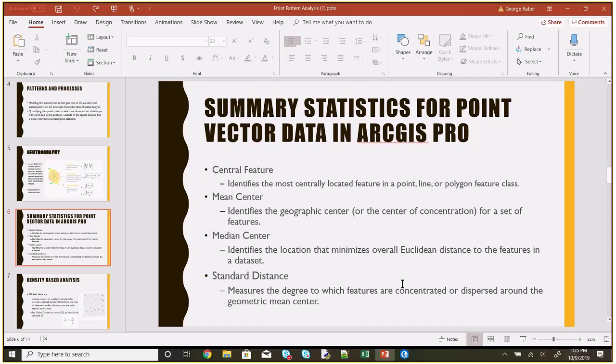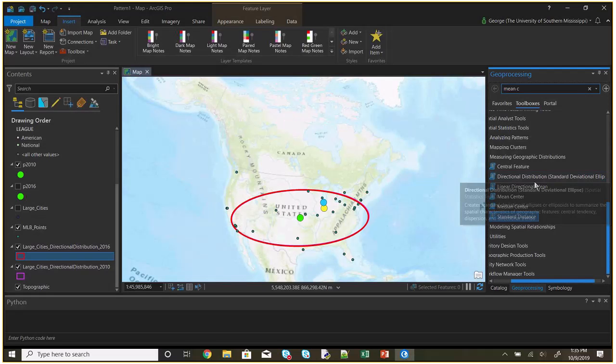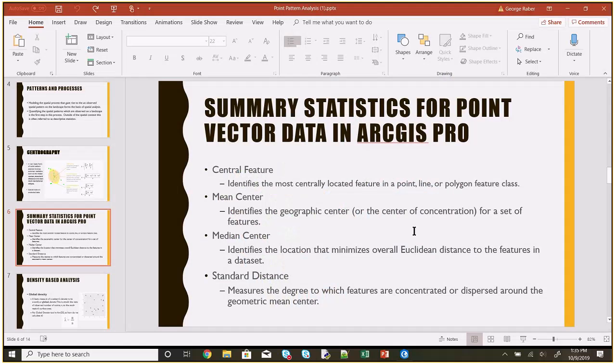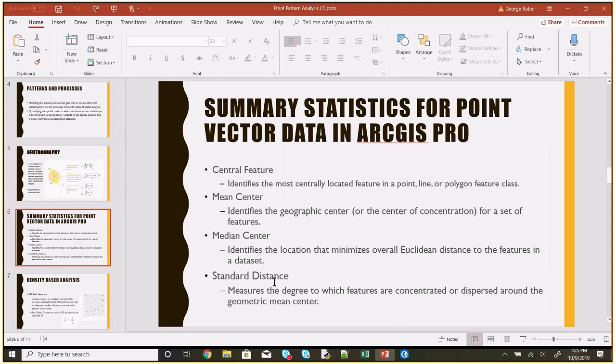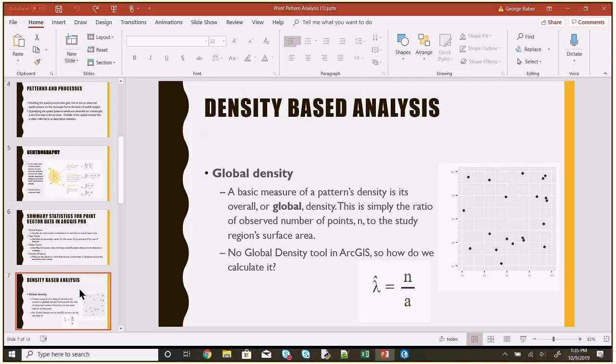All right, so standard distance is the one that is not directional. I should actually have both standard distance and directional distribution on this slide. They both measure spread, but one shows you more about the direction of the spread.